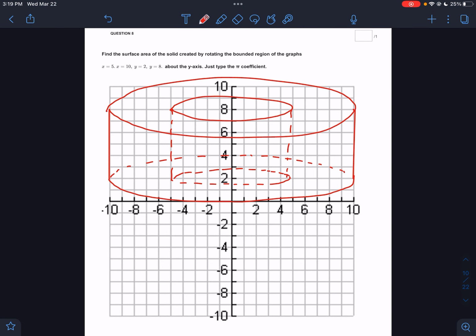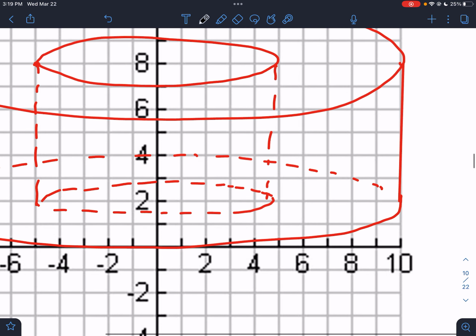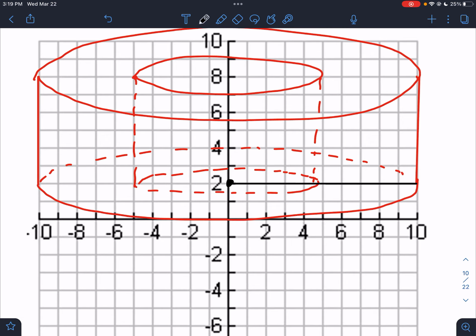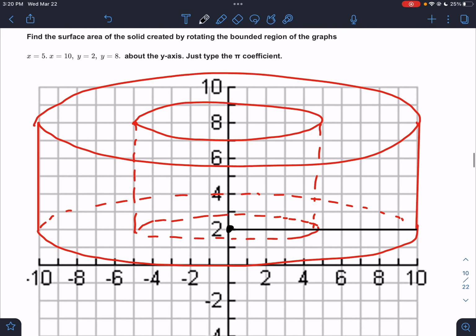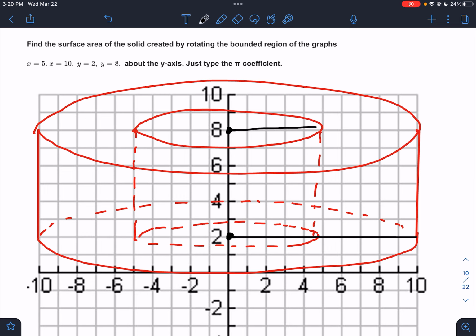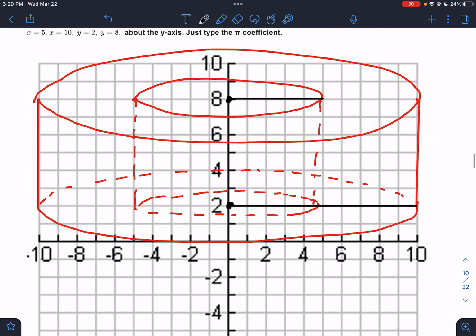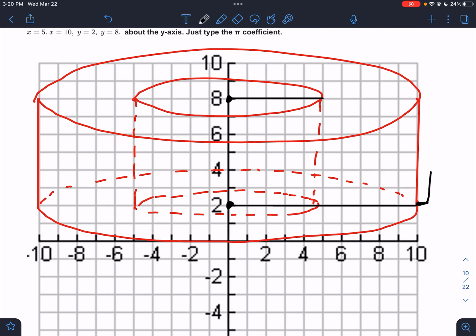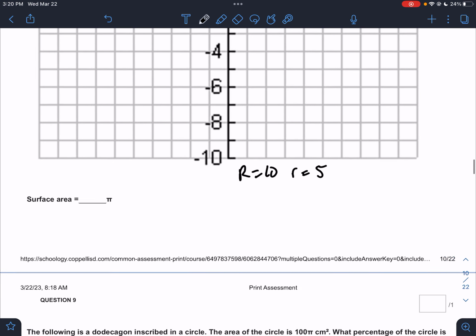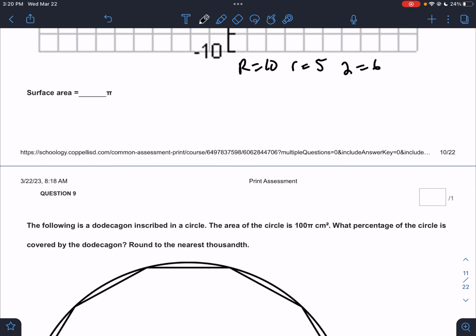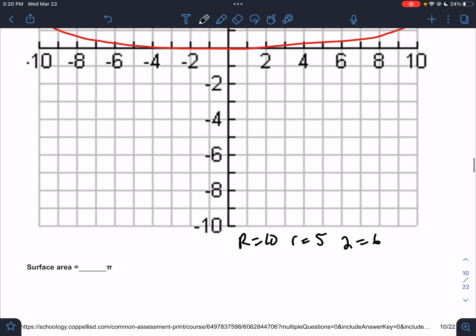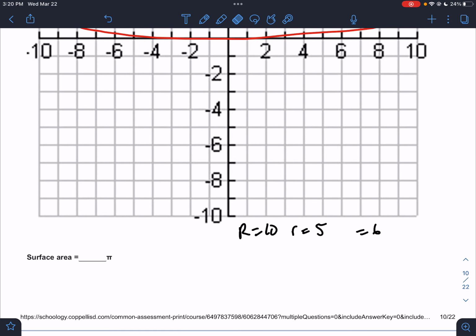We've done this exact problem before. We need 3 numbers. We need to know big R. So big R is from the center to the outer edge, which would be 10. We need to know little r from the center to the inner edge, which on this one would be 5. And then we need to know h. H is the distance from 2 up to 8, which would be 6. So 10, 5, and 6.